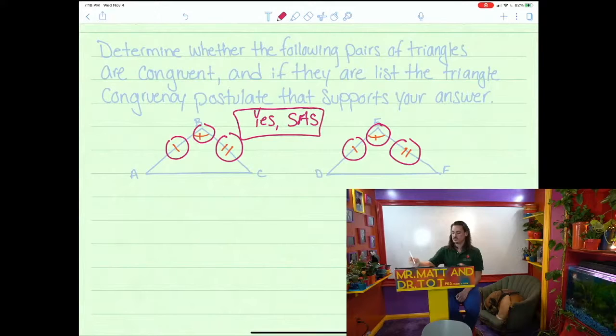Let me rewrite that, that got a little messy. So yes, they are congruent due to the side angle side congruency postulate.